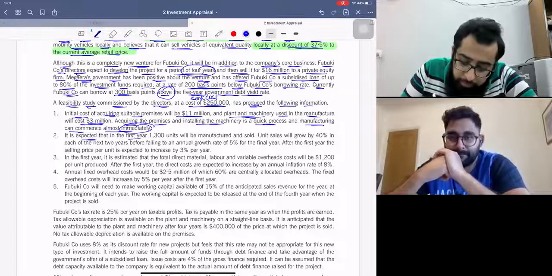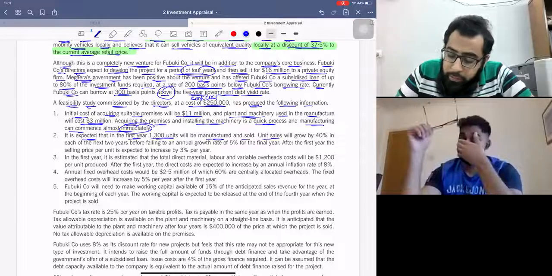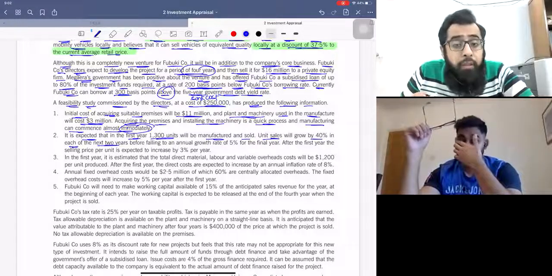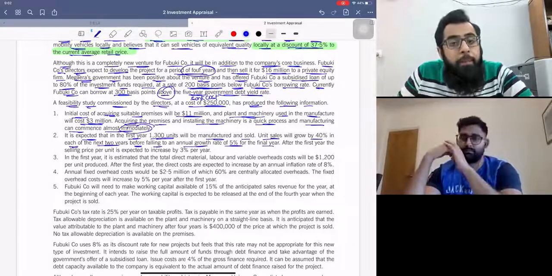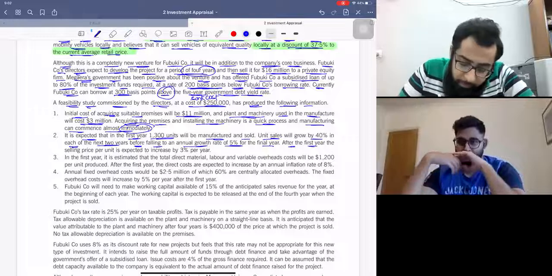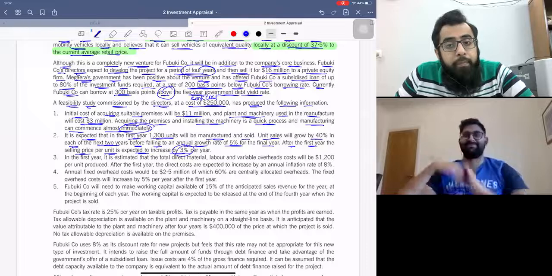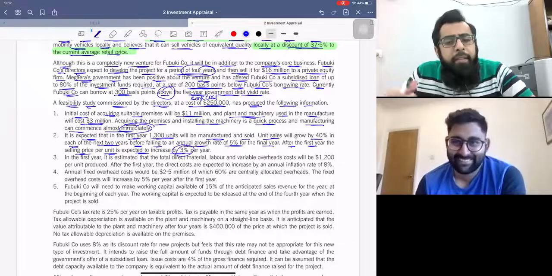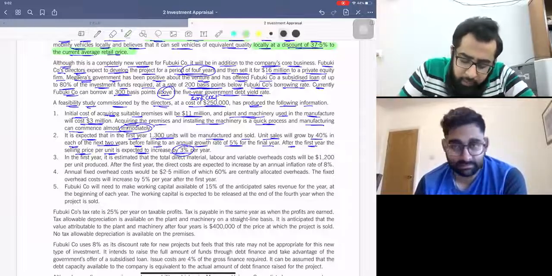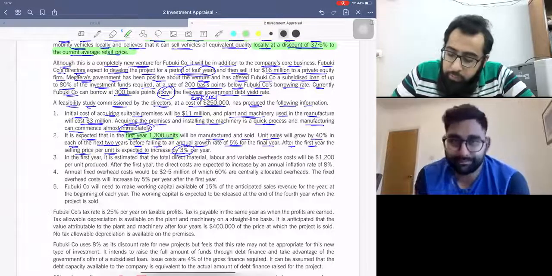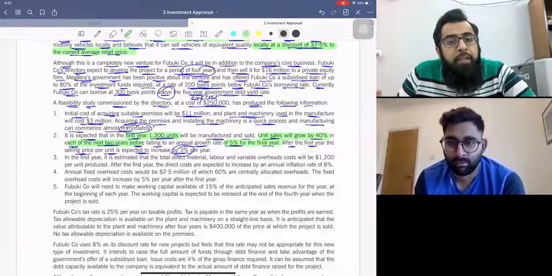It is expected that in the first year, 1,300 units will be manufactured and sold. Unit sales will grow by 40% in each of the next 2 years, before falling to an annual growth rate of 5% for the final year. After the first year, the selling price per unit is expected to increase by 3% per year. Basically, when we start solving, that is scattered data. It is stated that in the first year the units will be 1,300, growing by 40% in each of the next 2 years, and then 5% in the final year, because it's a 4-year project.